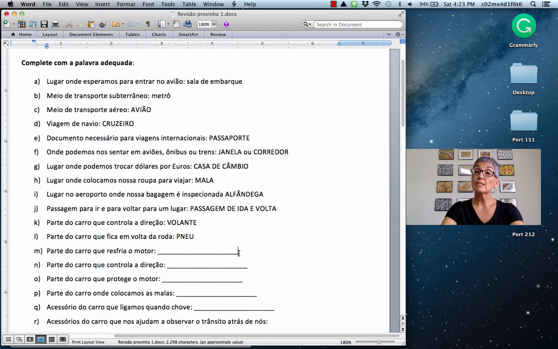Parte do carro que resfria o motor. So, it refrigerates the engine. What is it? I forgot the name. Radiador. Radiador. Parte do carro que controla a direção. Again, so we don't need to do this. We have already done this one.